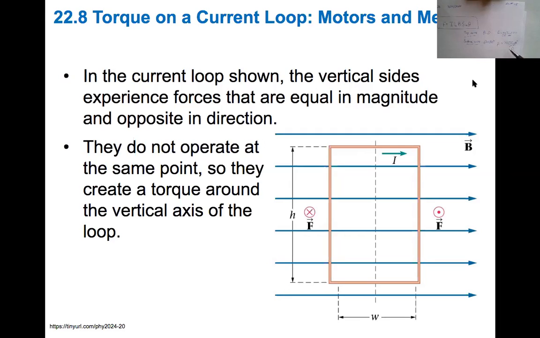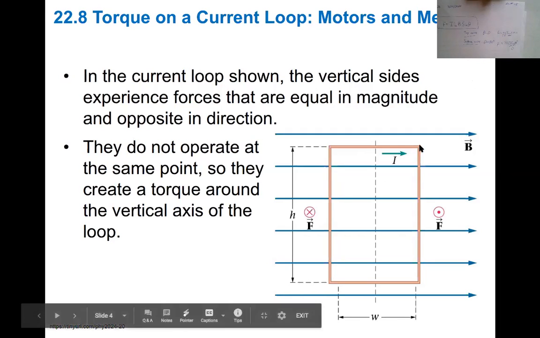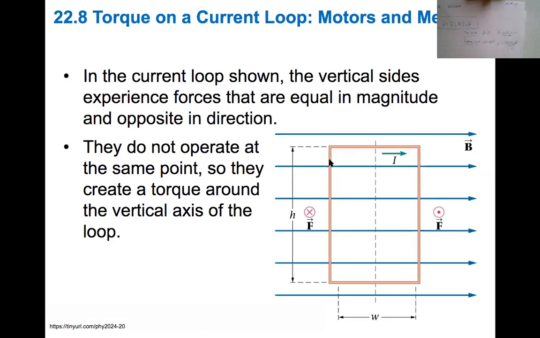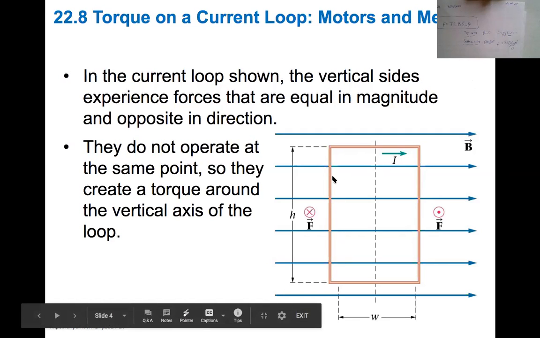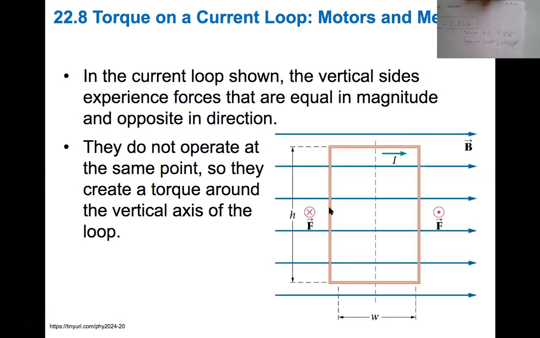Now we will take a look at the side wires, on this side and that side. On the left-hand side, I is going upward and B is going horizontally. So on the left wire, theta is equal to 90 degrees. Then force is equal to ILB sine of 90, which is equal to 1. So force is ILB.